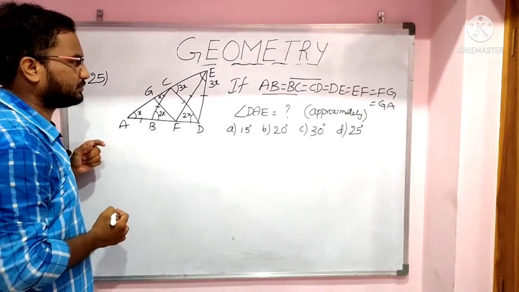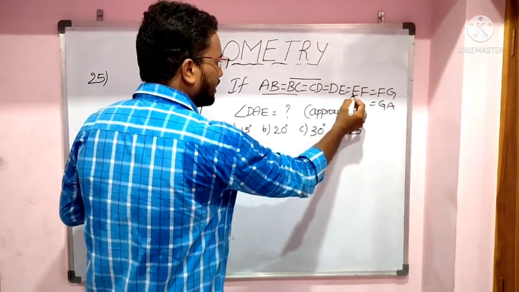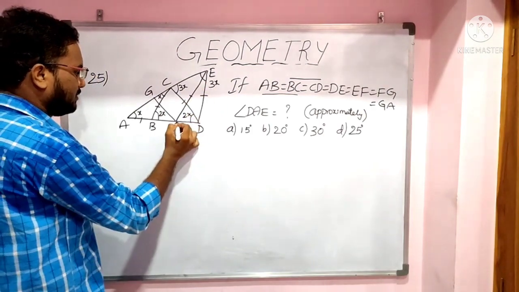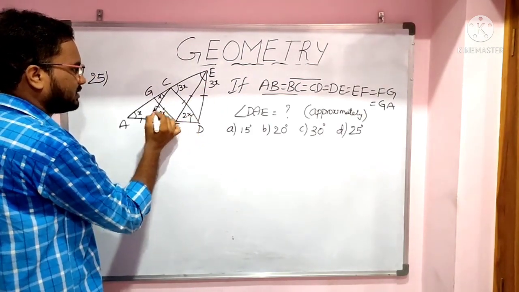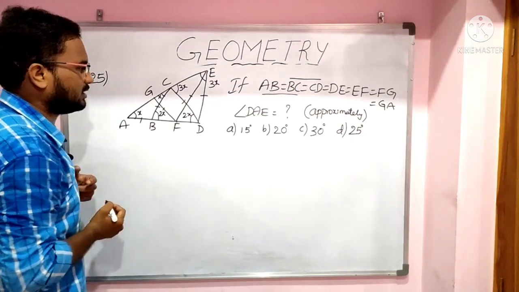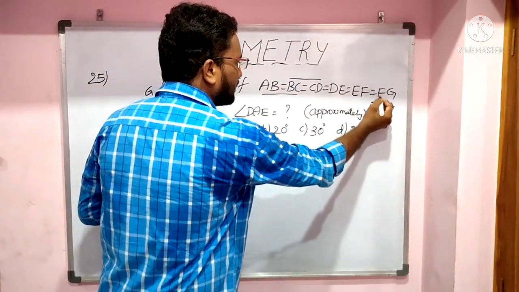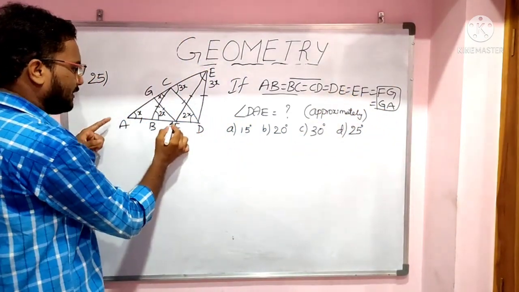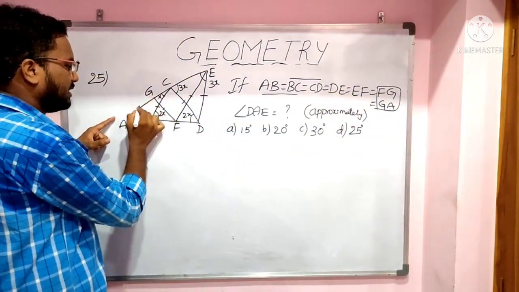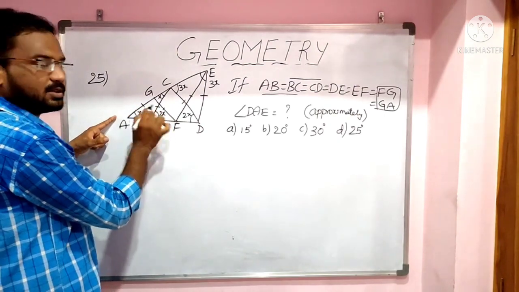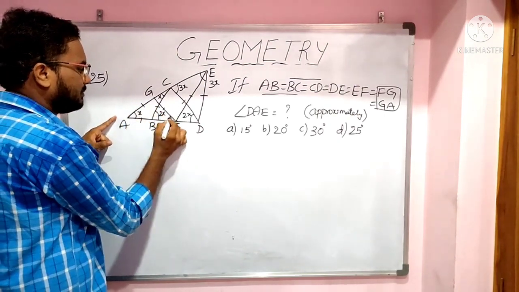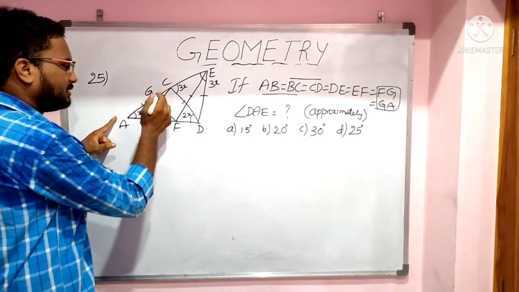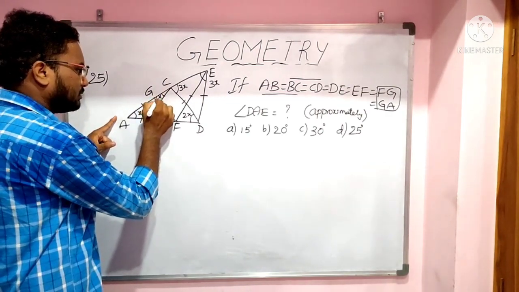Okay. And then next one, EF equal to FG. These two sides are equal. And then FG equal to GA. This is FG, this is GA. These two sides are equal. So if this is x, this will be x. This is x, this will be x. Hence this will be 2x.